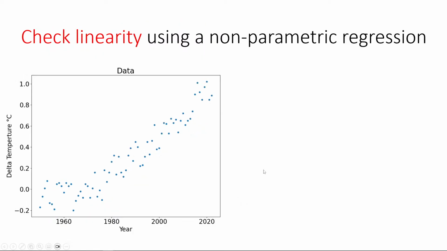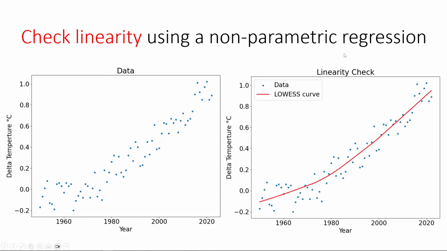So to check linearity, we use non-parametric regression. Non-parametric regression is a regression that does not assume any model. It does not assume a polynomial with degree 1, degree 2, exponential or whatever. One way is called LOWESS, which stands for locally weighted scatterplot smoothing.